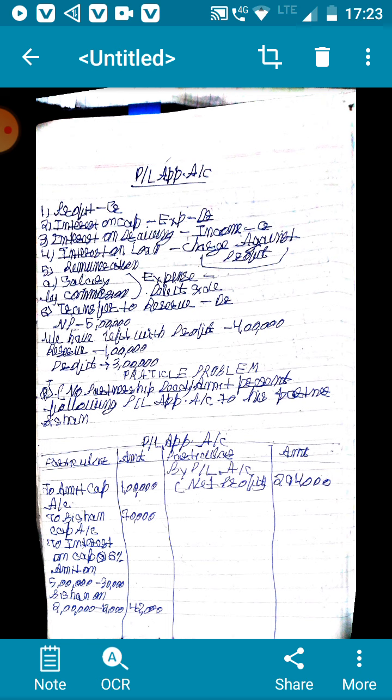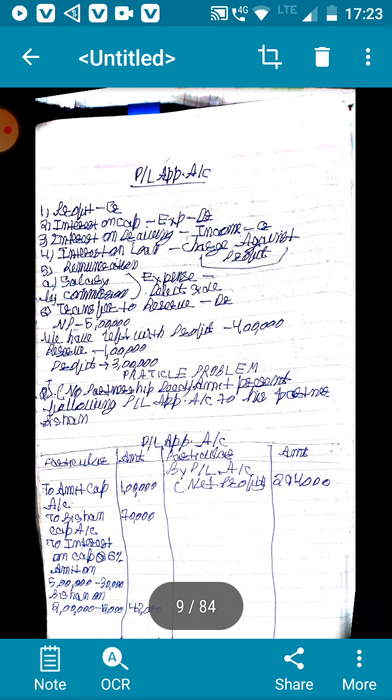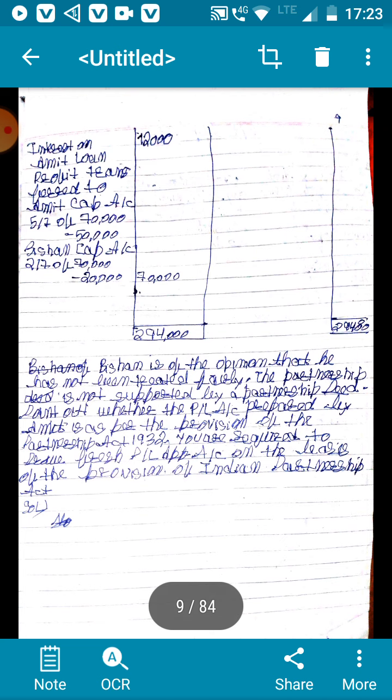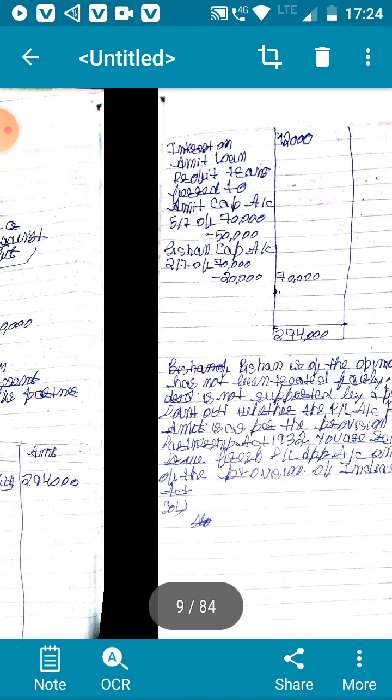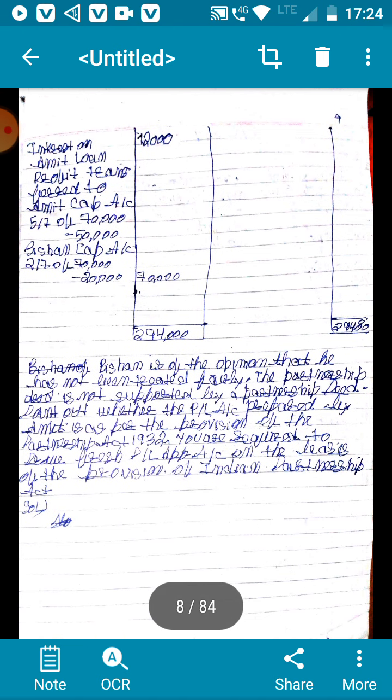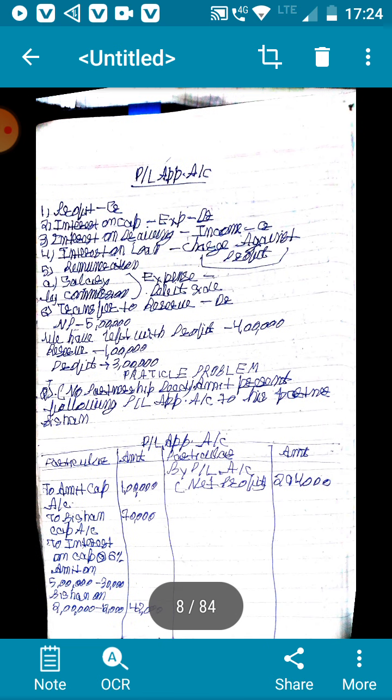Amit's own 5 lakh minus 30,000, and Vision's 2 lakh minus 12,000. That comes to 42,000. Interest on partner's loan is given as 12,000. We know that interest on partner's loan has to be debited to the profit and loss account, not to the appropriation account.